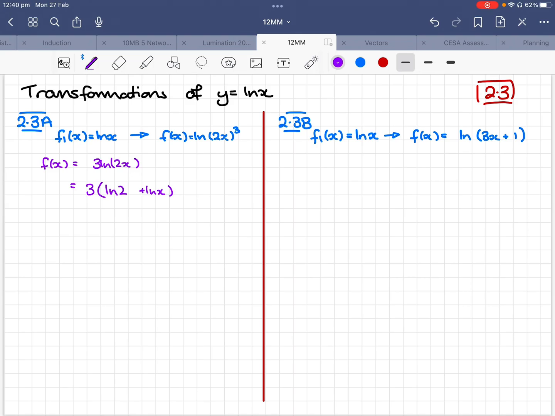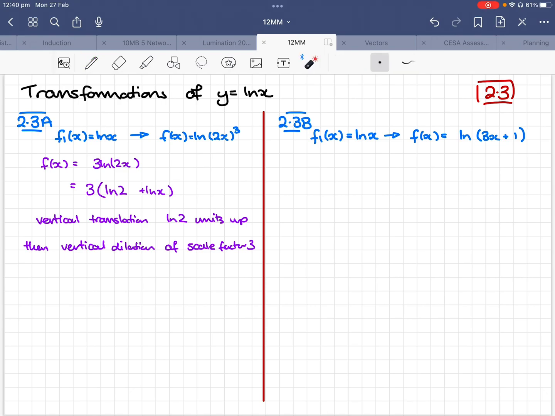That then means we have got a vertical translation, ln 2 units up, then a vertical dilation of scale factor 3. And that's it. That's how we describe that transformation. Let's look at another one.